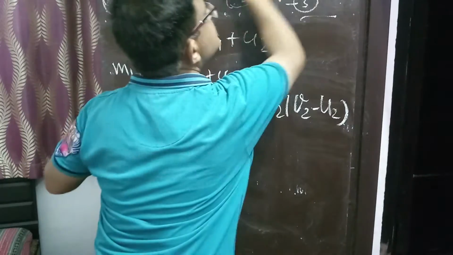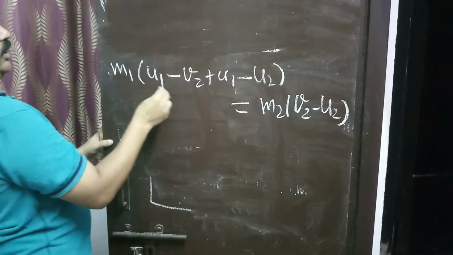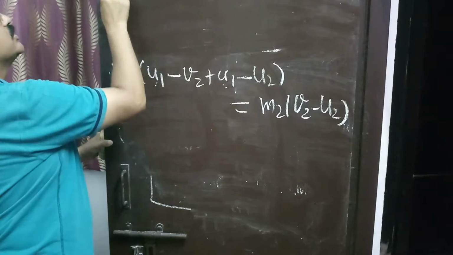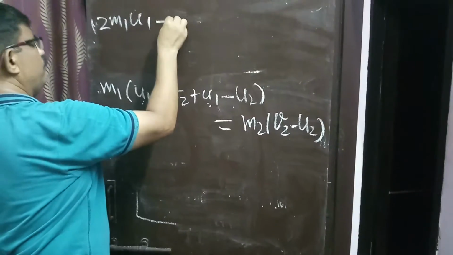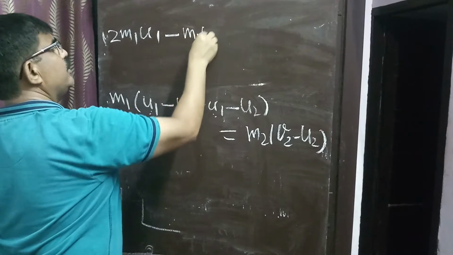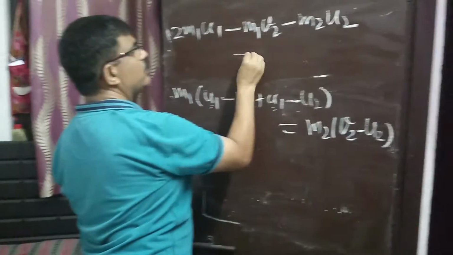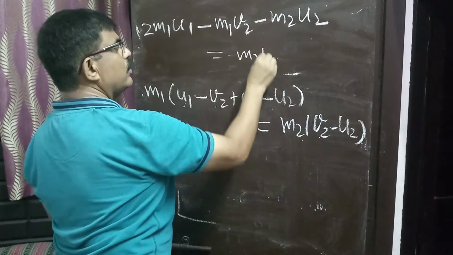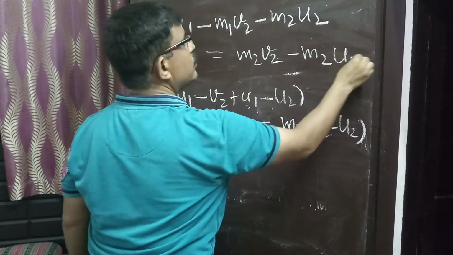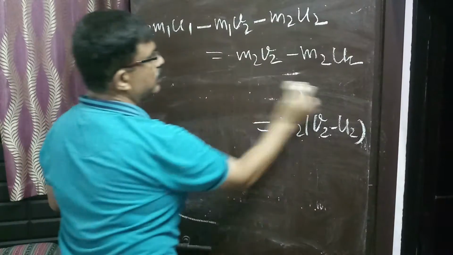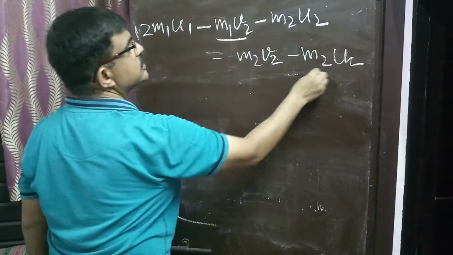Okay, now next step. So here open the bracket. When we open the bracket, this m1 u1, so this one is 2m1 u1, and this one is v2 and u2. So minus m1 v2 minus m2 u2 equal m2 v2 minus m2 u2. Okay, we have to calculate v2. What do we have to calculate? v2 we have to calculate. So this is v2, this is v2.